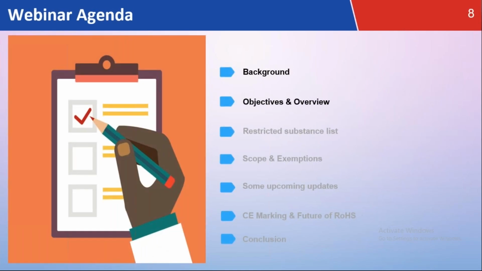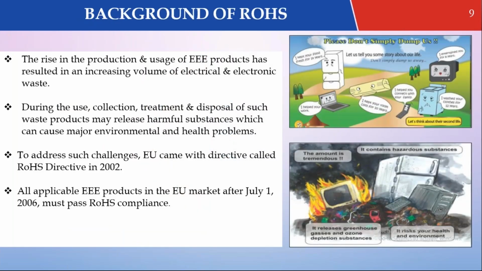First, we are going to discuss the background, objectives, and overview of RoHS. Regarding the background, as electronic products become more and more common throughout the world in our daily use, a concern has also developed about the disposal of these electrical products. This rise in production and usage has resulted in an increasing volume of electrical and electronic waste. During the use, collection, treatment, and disposal of such waste electrical and electronic products, which may contain some harmful substances, these will be released during disposal and cause major environmental problems as well as health problems to human beings. A survey shows that between 2004 and 2015, more than 300 million computers and other electronic waste were disposed into our environment.